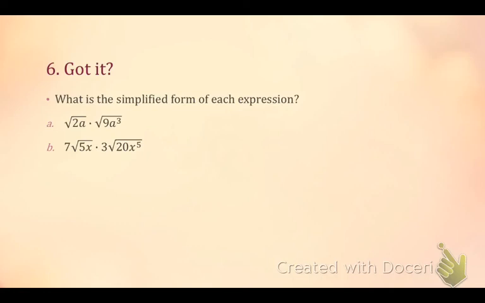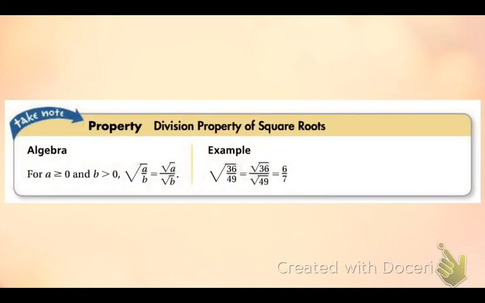All right, welcome back. So here are your answers. We've got 3a squared times the square root of 2 for the first one, and 210x cubed for the second one. The second one, it does not have a square root in it anymore. Again, if you have questions, please make sure you raise your hand and ask.